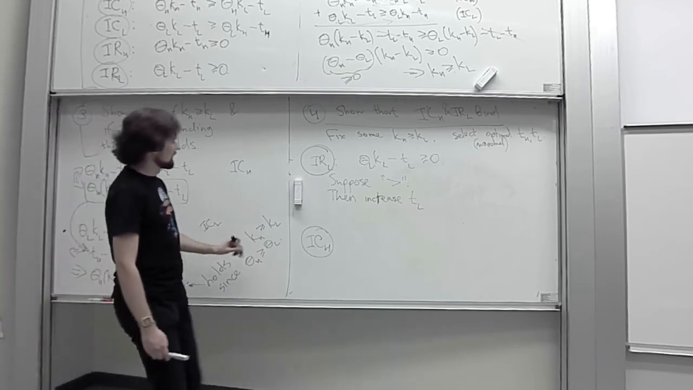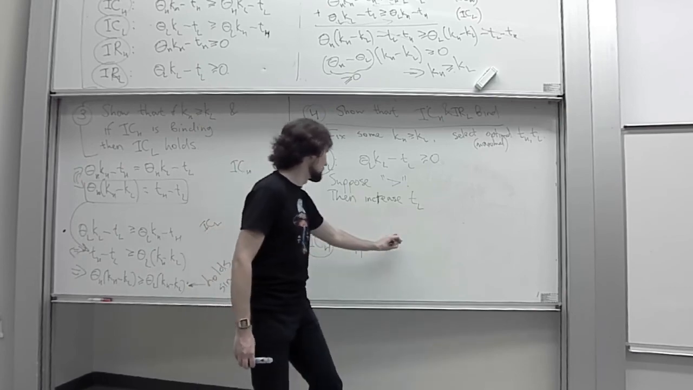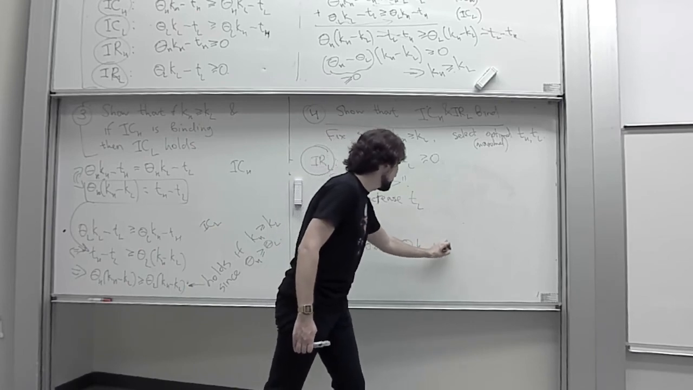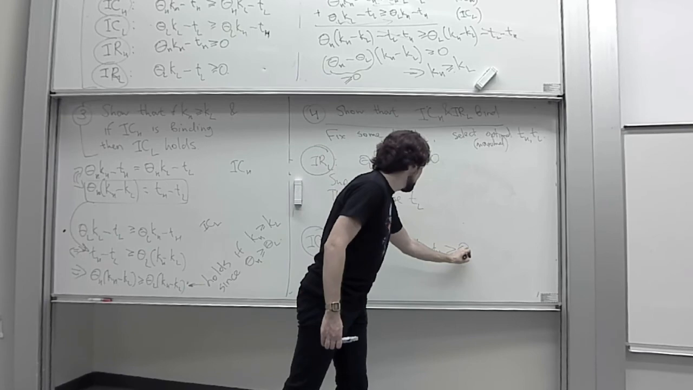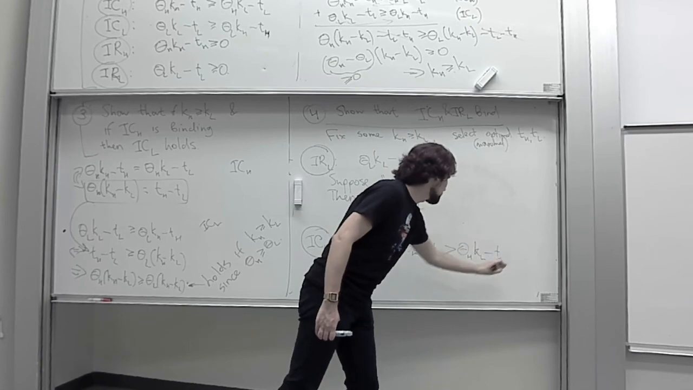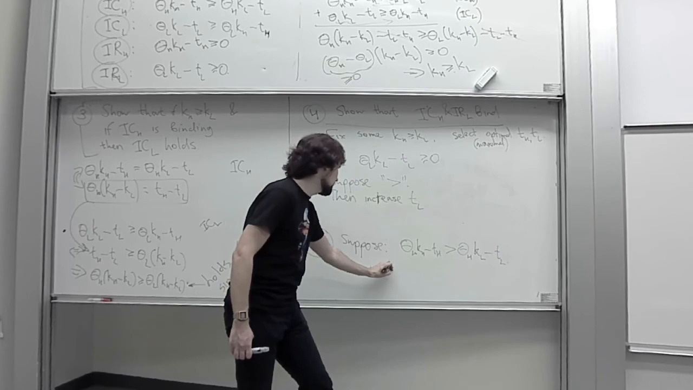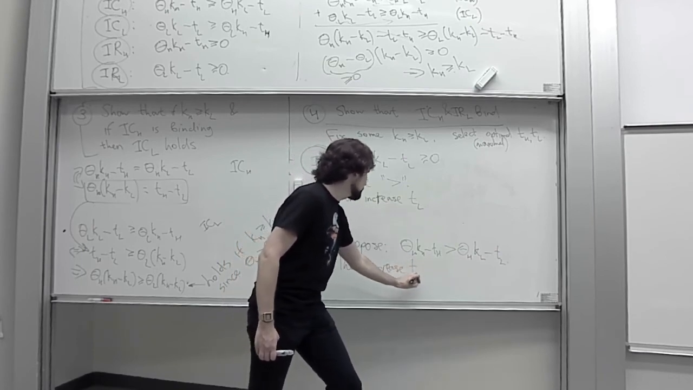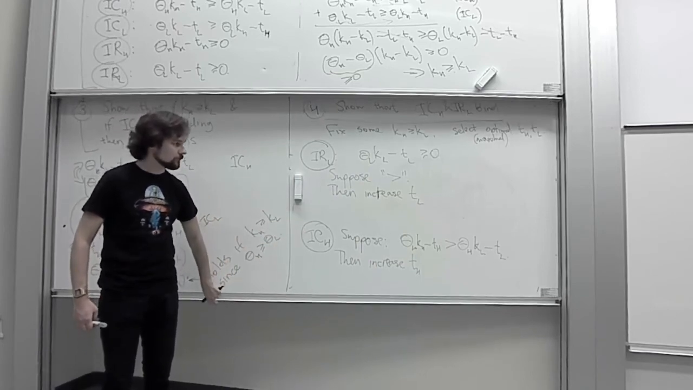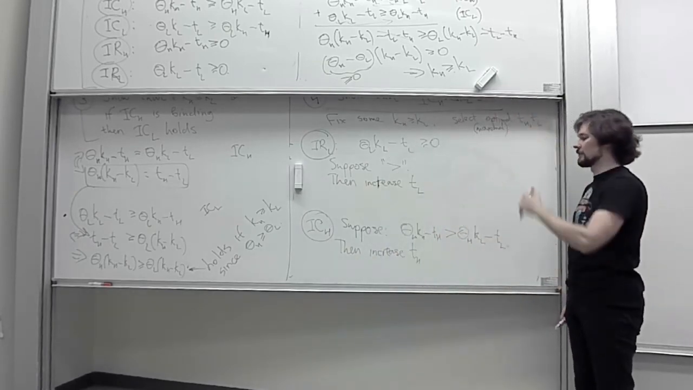So ICH. Suppose, again, it is not binding. It holds strictly. So theta H, KH minus TH, strictly greater than theta H, KL minus TL. Then it means that we can increase TH without violating IC of the high type. But this is not the only constraint that we need to satisfy, so let's see what also happens with the other three constraints.